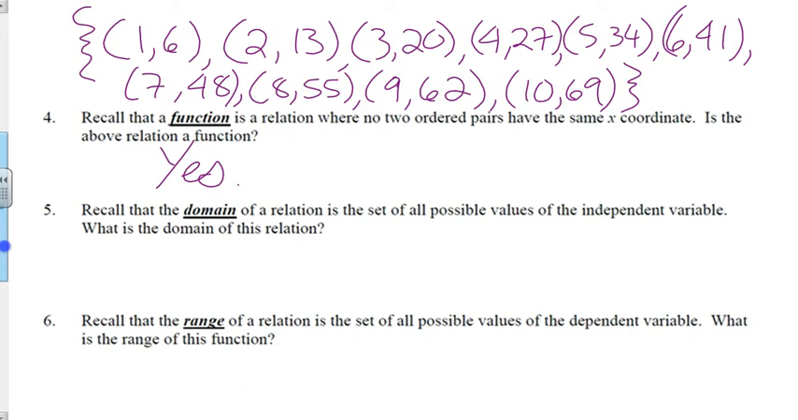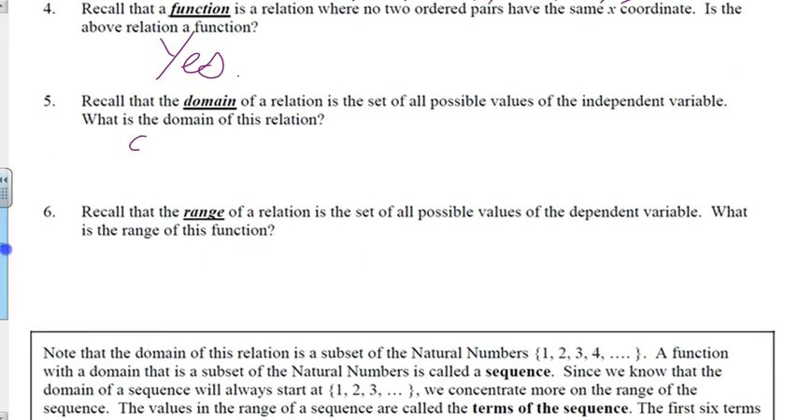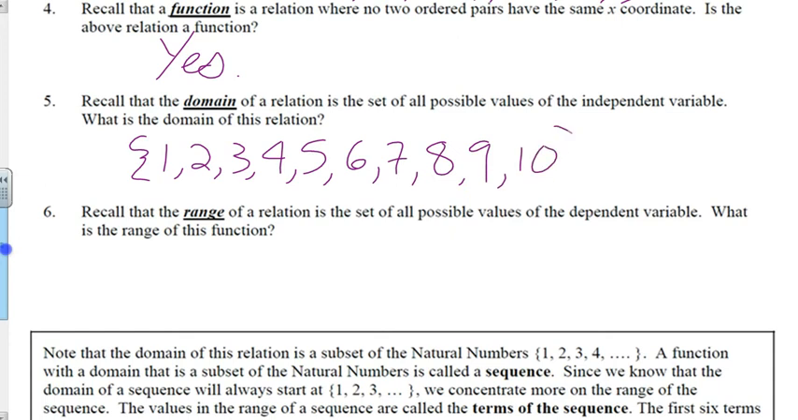Recall that the domain of a relation is the set of all possible values of the independent variable, which is which variable in this case? The x variable, right? What is the domain of this relation? Well, actually, we're just going to list it. Okay, so we're dealing with a finite relation. We're going up to 10 growth stages, and the domain consists simply of this set of numbers: 1, 2, 3, 4, 5, 6, 7, 8, 9, 10.